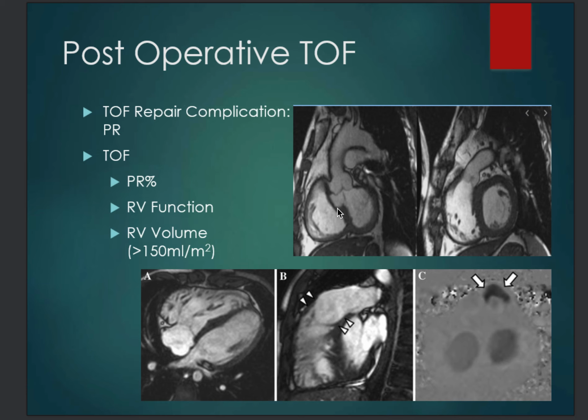Again, it's important to comment on the patch where they closed, if you remember, there was an overriding and there was a VSD. So now the VSD is corrected by closing it with a patch. So it's important to mention whether there are any residual shunts through this patch or not, so that during surgery they might be able to check whether there is a residual shunt or not. Any other congenital anomalies are also very important to comment on.